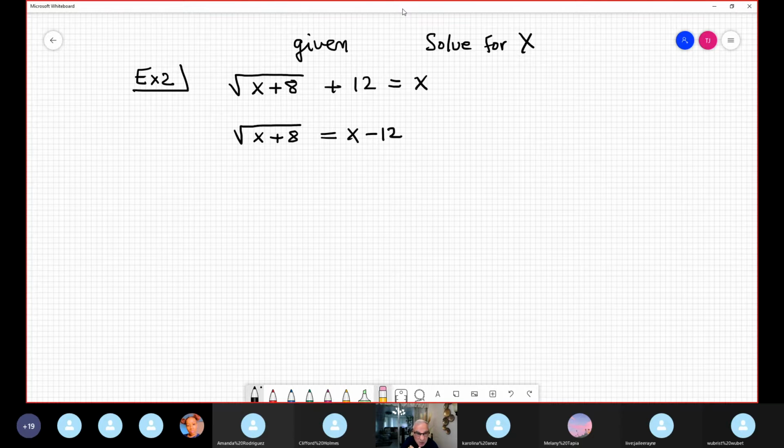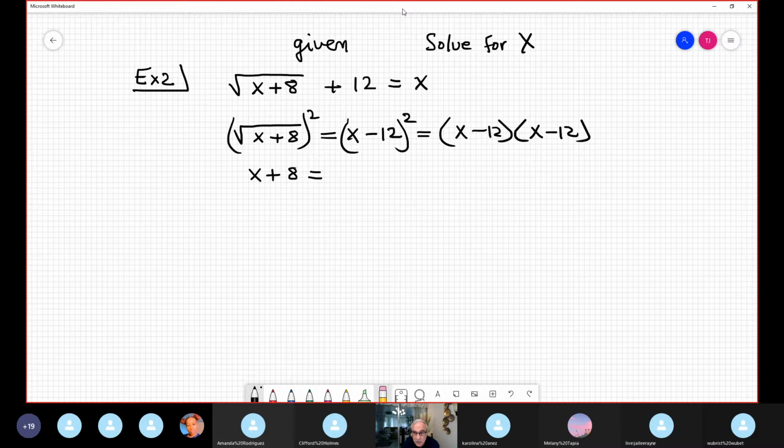And this is the moment to square. When the radical is totally isolated, this is the moment to square. And now you have x plus a without radical. That was the intention. And you multiply, why not? This and this. And you FOIL.